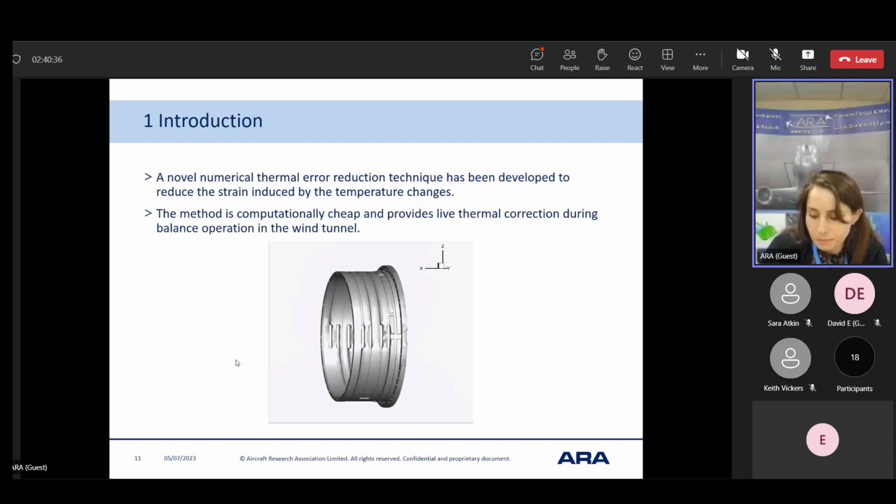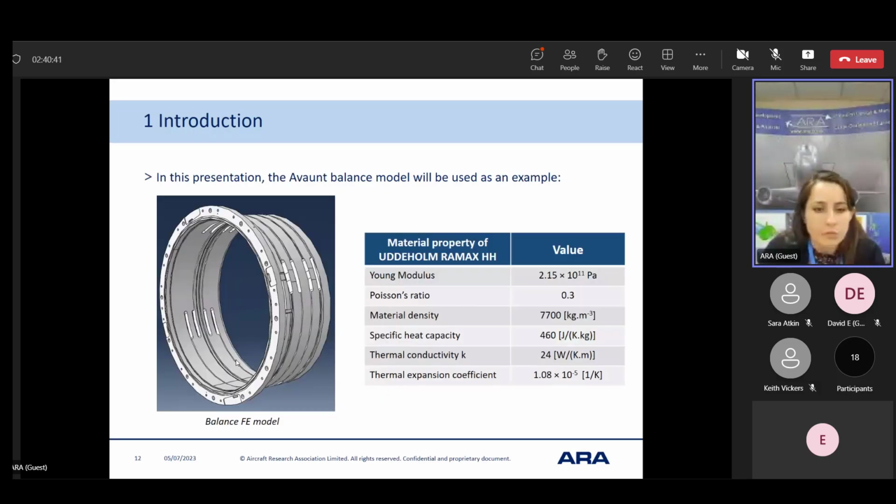This balance you've seen here on the screen, that Simon introduced earlier, we also call the Avant balance. And this balance has the material properties shown on the table. It's made of Bramax AHH with the following material properties.